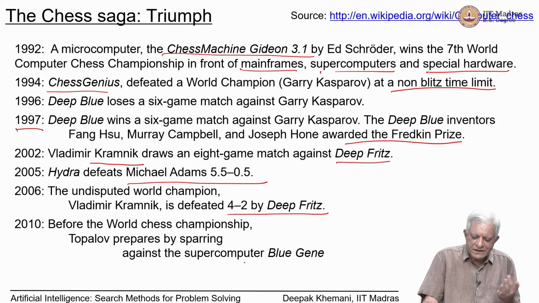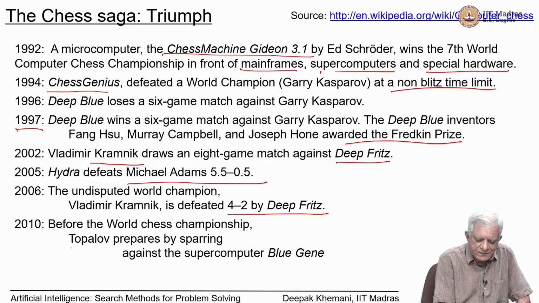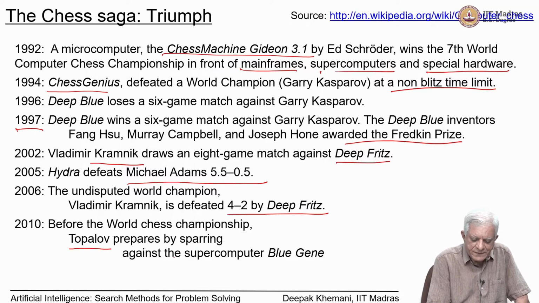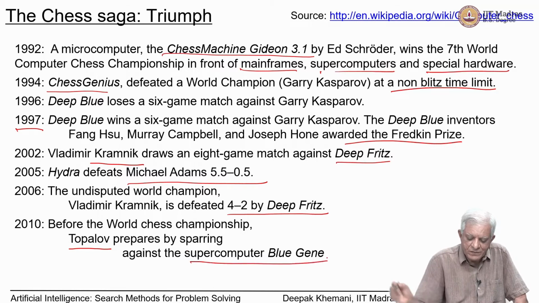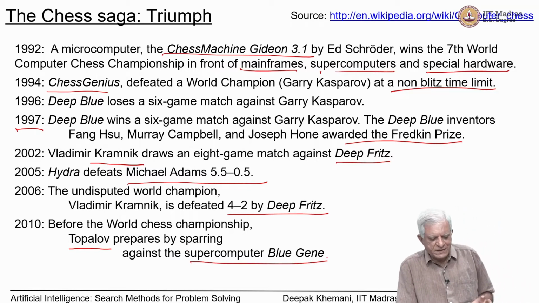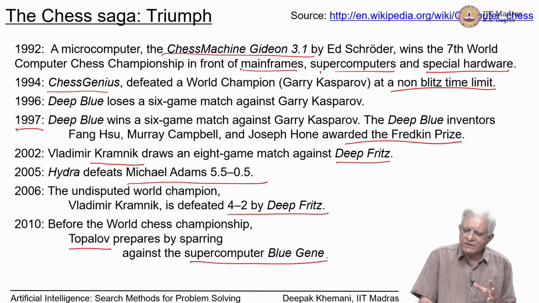so powerful that nowadays when you look at the grandmasters who are playing chess tournaments, they always analyze their moves based on this thing. Of course, they can't use the chess playing program while they are playing the game, but between games they analyze using this thing. And as you can see here, Topalov prepares by sparring against the computer Blue Gene. So by now, this was in 2010, and in 2022, no one can beat a chess playing machine, or at least the best machines.